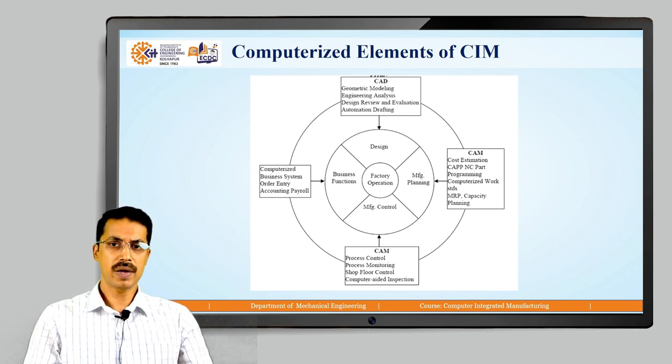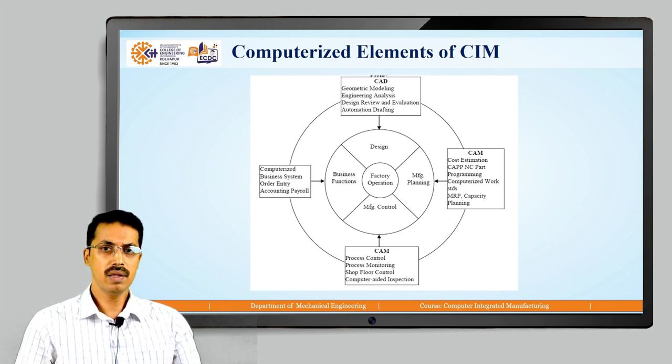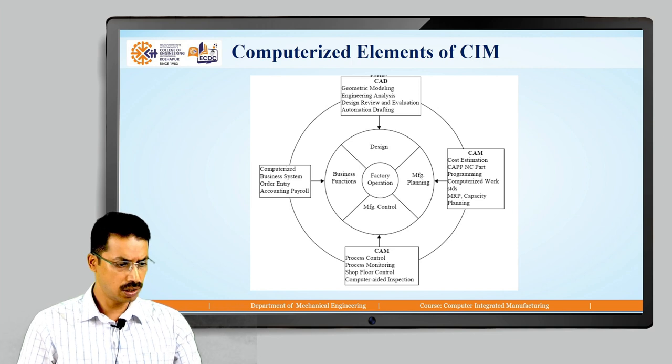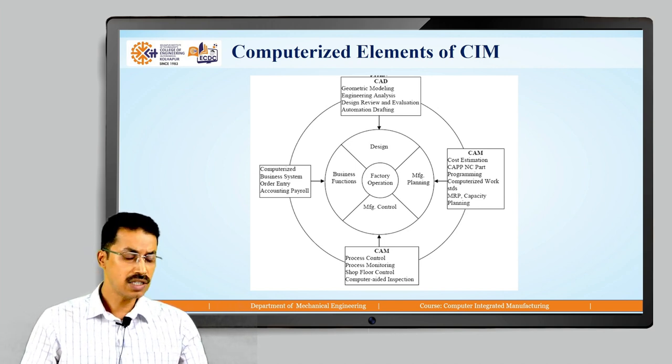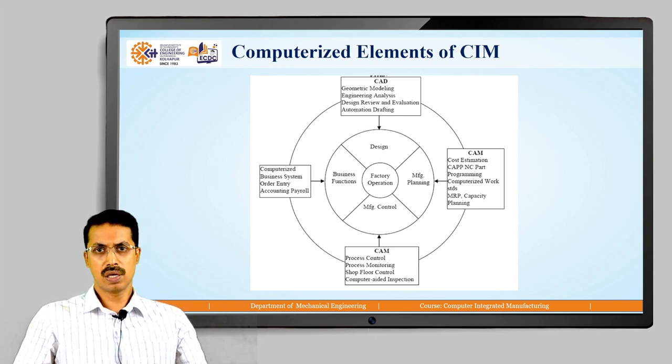Next is manufacturing control. Under manufacturing control, we are taking the help of the computer for process control, process monitoring, shop floor control, and computer aided inspection. So these are the different domains in which we are taking the help of a computer. And last is the business functions. So this is the main scope of the elements.